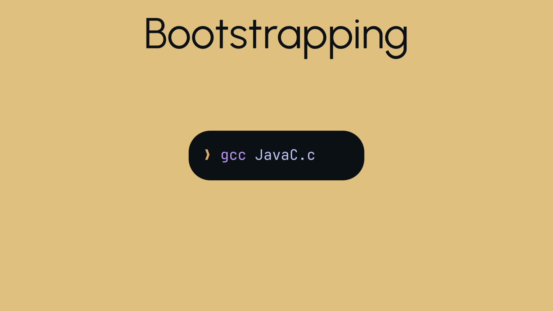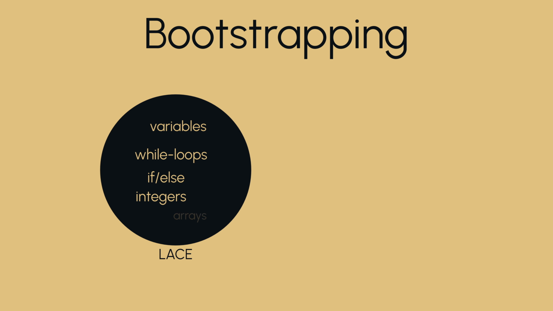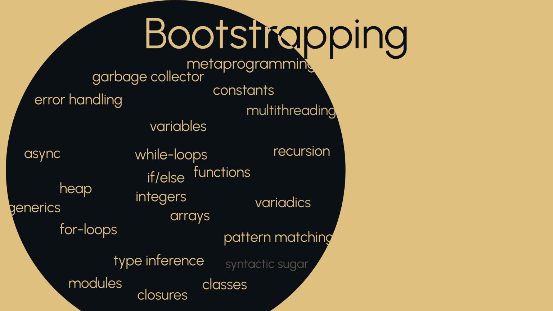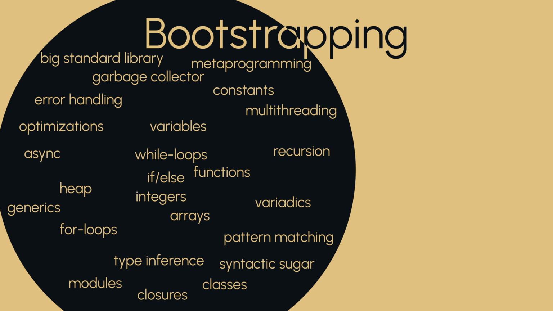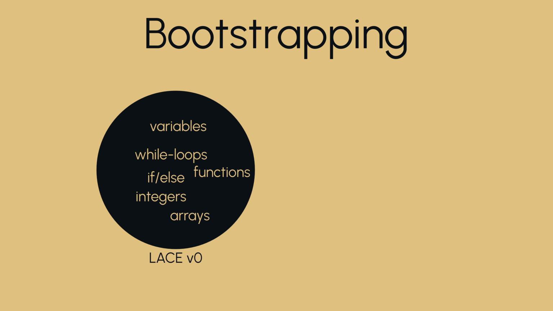Let's imagine we're the first people to ever write a compiler for a language I want to call Lace. We want our language to have all sorts of cool features like if statements, variables, loops, constants, type inference, classes, modules, pattern matching, metaprogramming, syntactic sugar, and a big standard library. But we don't actually need all of those features just to write a minimal compiler once. So we strip our language down to a subset that is as small as possible, but still expressive enough to write a small, inefficient compiler in it. Let's call it version 0 of Lace.